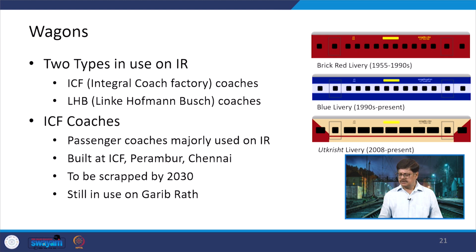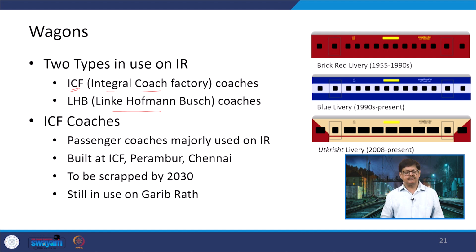So now there is another set related to wagons, and these can be of 2 types in use on Indian Railways. One is manufactured by ICF, the Integral Coach Factory, and they are defined by that code as ICF coaches. Another one has been taken from outside, the Linke Hofmann Busch coaches, defined by their first alphabets as LHB coaches.